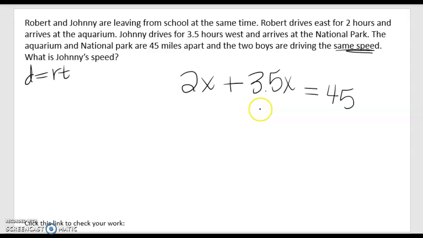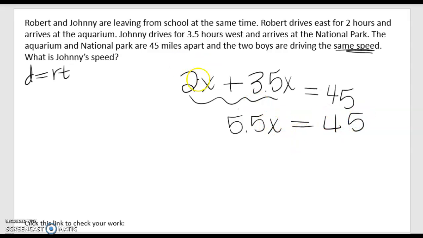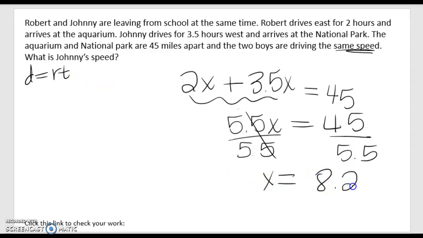So 2 plus 3.5, because I need to combine like terms, is 5.5x equals 45. And then we know we're going to divide both sides by the 5.5. So using our calculator, 45 divided by 5.5 is approximately 8.2 miles per hour.